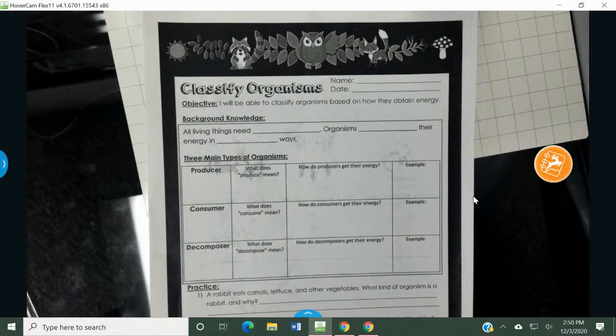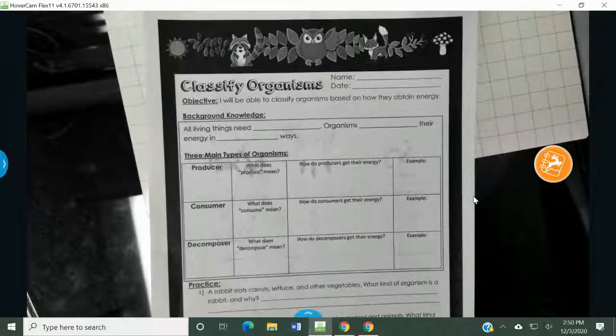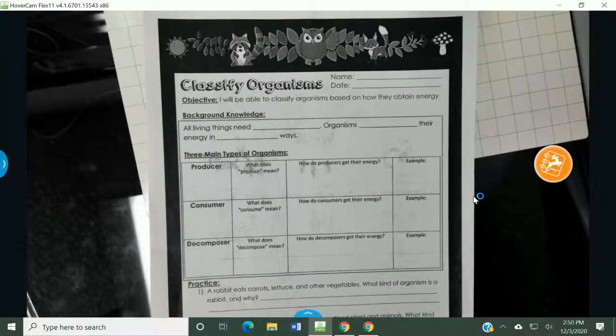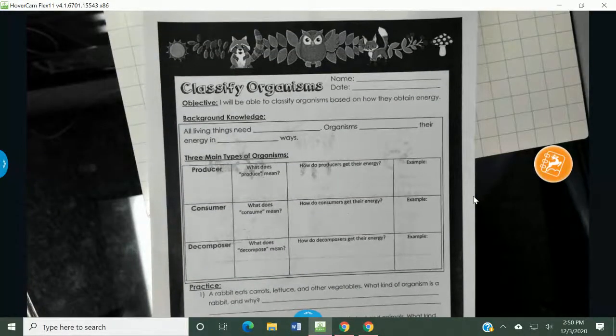You guys are working on a classifying organisms worksheet today for science. So on your schedule, it says do your science worksheet and watch my video. This is the science worksheet you're doing at home. It does need to be completely filled out, so I want you to listen to my video as I go through this. You need to copy down what I'm doing.